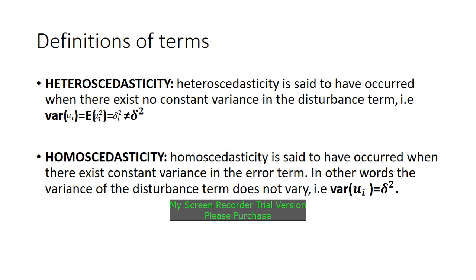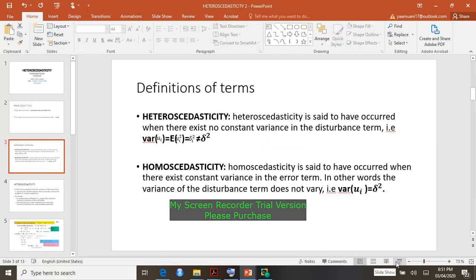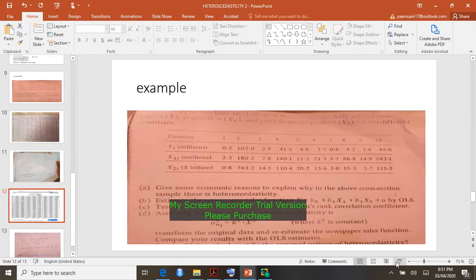Heteroscedasticity is said to have occurred when the variance of the error term is not constant. So it means that the variance of the error term is supposed to vary. But before then, I want us to remind ourselves of certain things here. So now let's do some recap here.